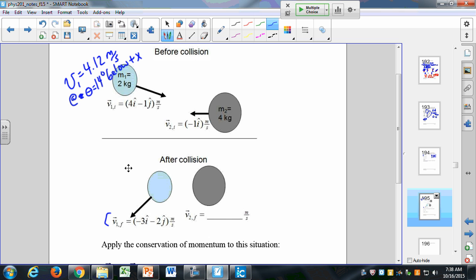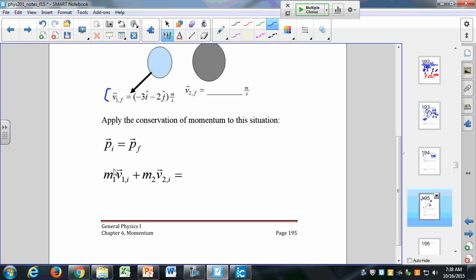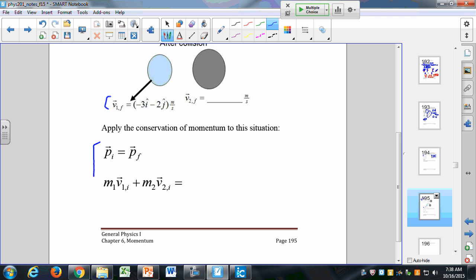Okay, let's work through this problem. We'll see another in just a bit. Likely, if you have a 2D collision, I'll give you the IJK notation for the velocities. Okay, so I know that my initial momentum is equal to my final momentum.